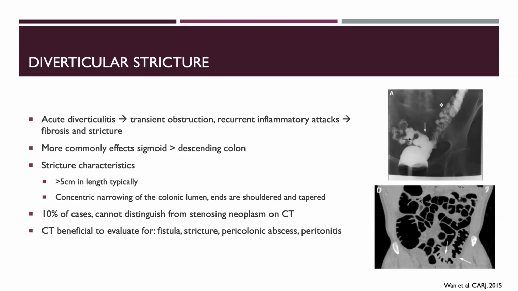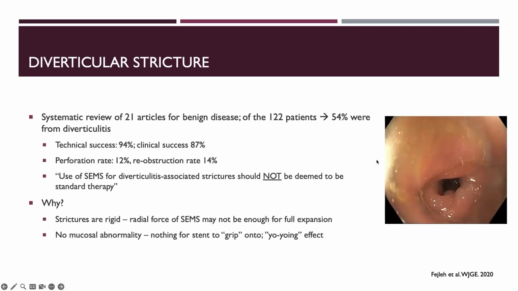And typically, if we were to push the limits of what we do, we would require significant multidisciplinary discussion and communication. And we may want to do this in the OR because, say, if there is a microperforation that becomes a full-blown perforation just from insufflation, they're in the right place to get therapy done by the surgeon if something wrong were to happen. A systematic review of 21 articles for benign disease, most of which had diverticulitis, showed a technical success rate of 94%, but a very high perforation rate of 12% and reobstruction rate of 14%.